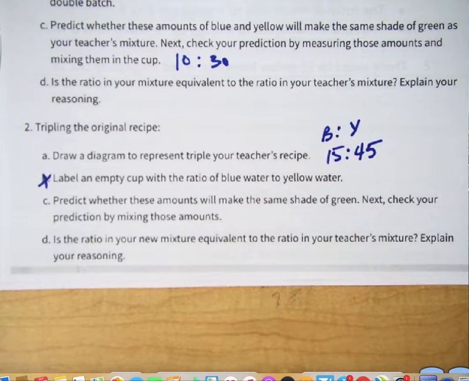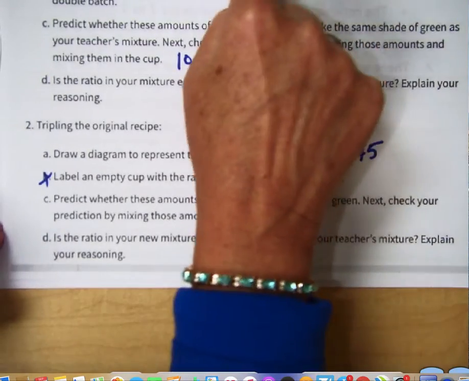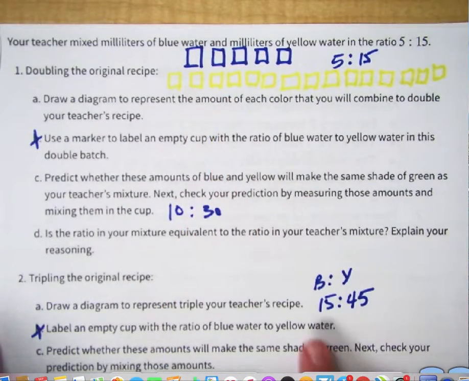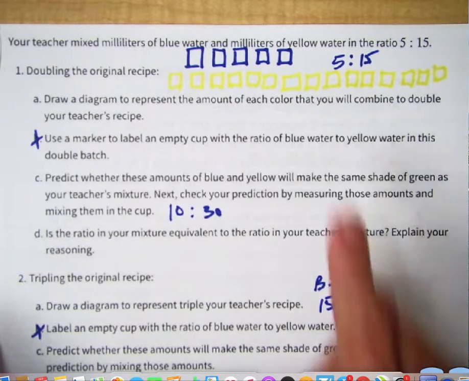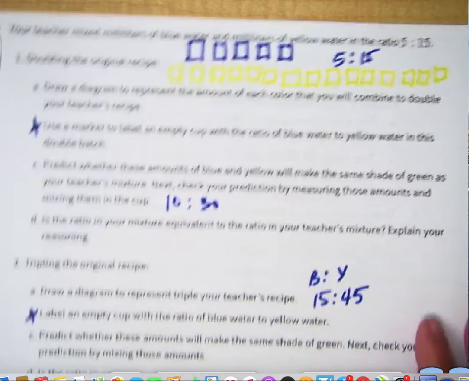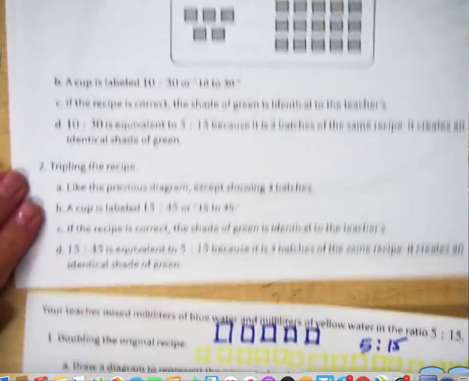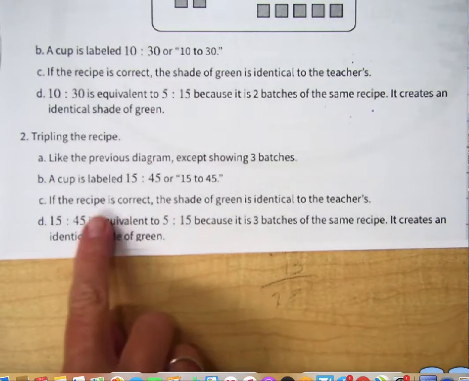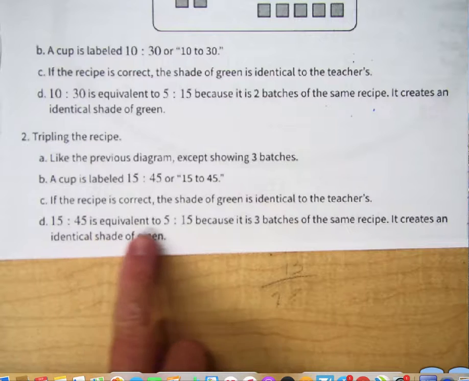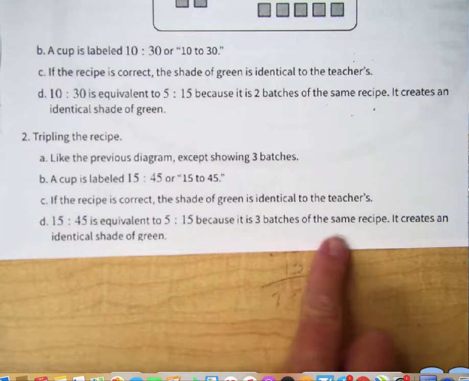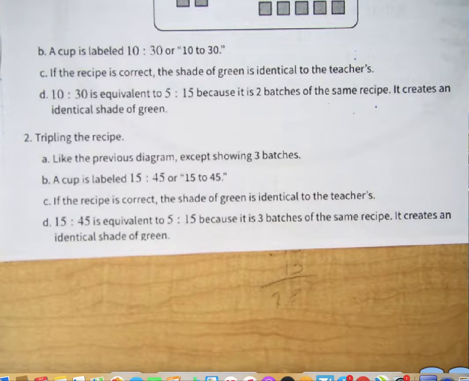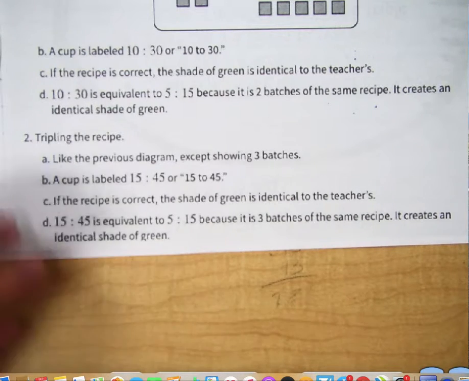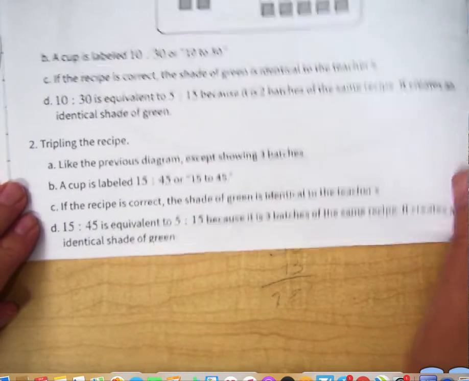Is my ratio equivalent to what I did initially? In other words, is 15 to 45 the same as 5 to 15? Absolutely, it certainly is, because right here, okay, 15 to 45 is equivalent to 5 to 15 because it is 3 batches of the same recipe. You know, if you'll draw these things out, it will be very easy to see. All right.